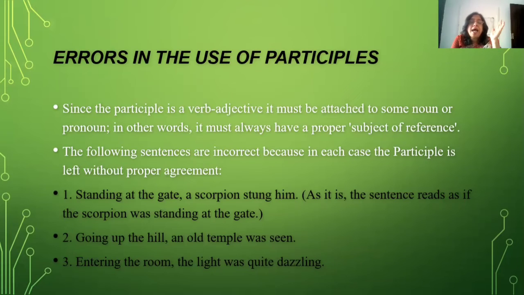Going up the hill, an old temple was seen. So in this sentence, it seems that an old temple was going up the hill, which is not at all possible.